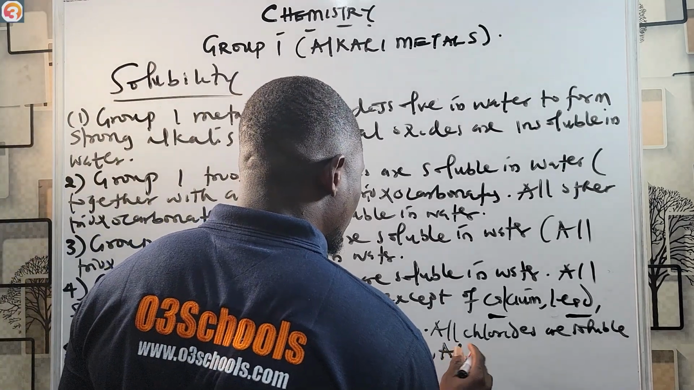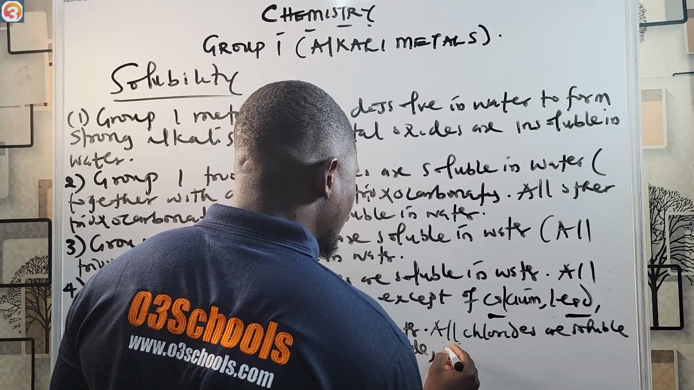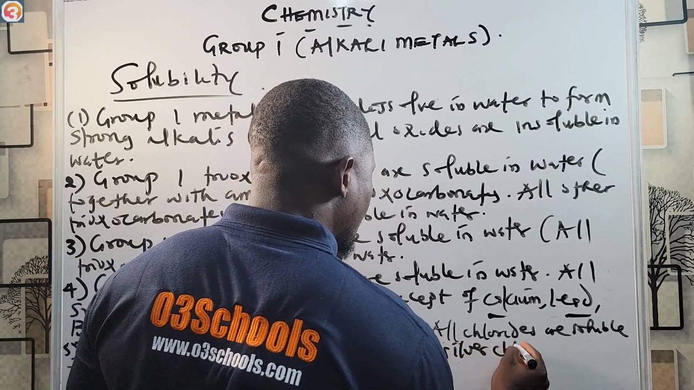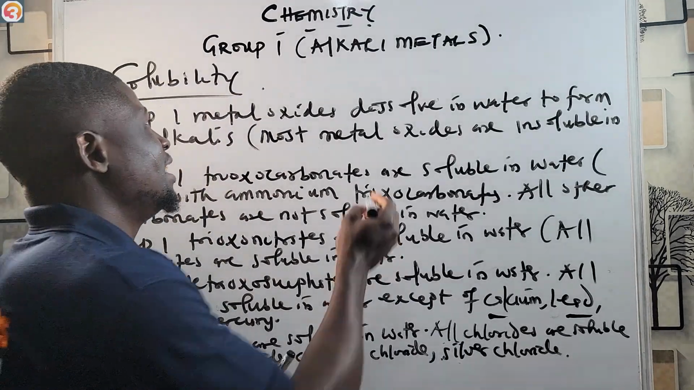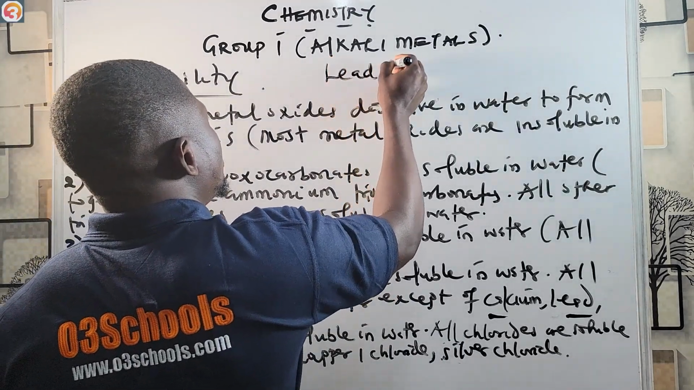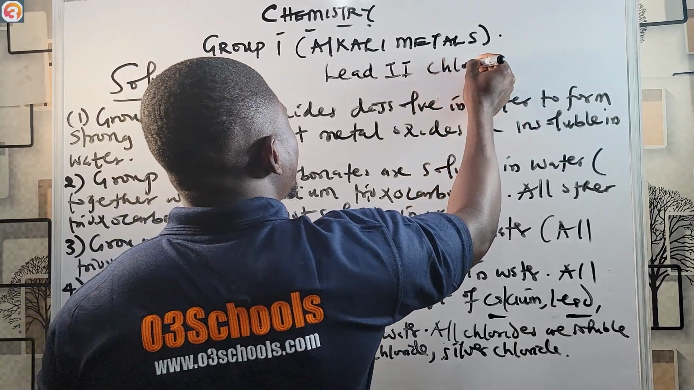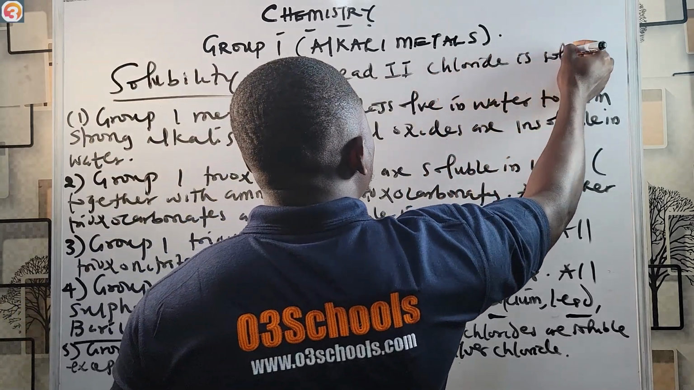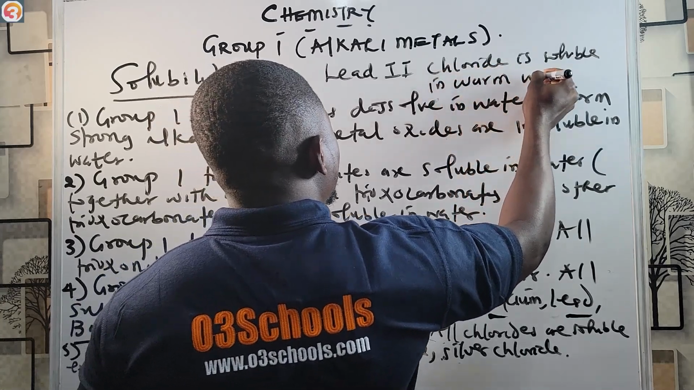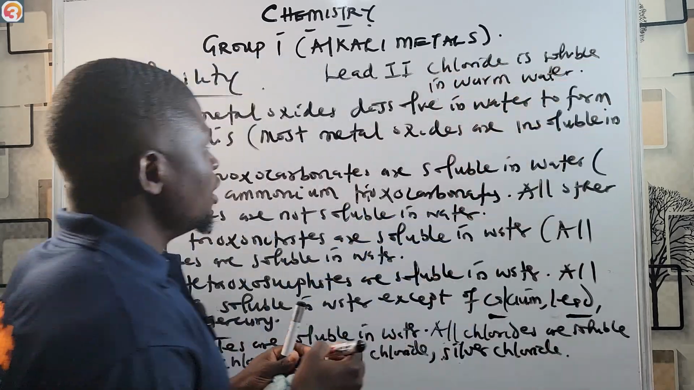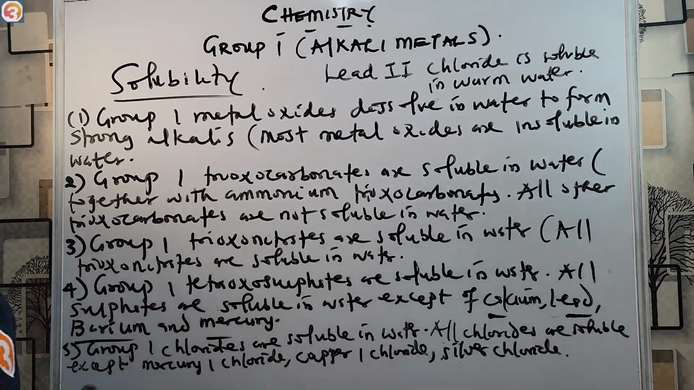Silver chloride is not soluble. Sorry, silver chloride. All right, now, but there's one important one, which is lead 2 chloride. Lead 2 chloride is soluble only in warm water. All right, lead 2 chloride is soluble only in warm water.